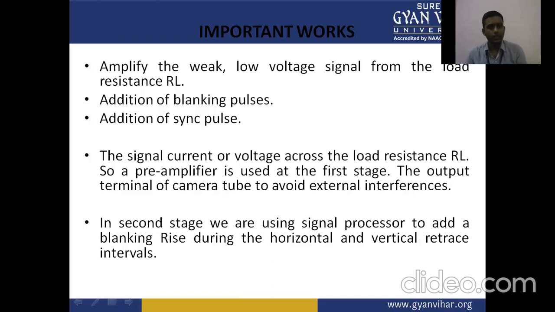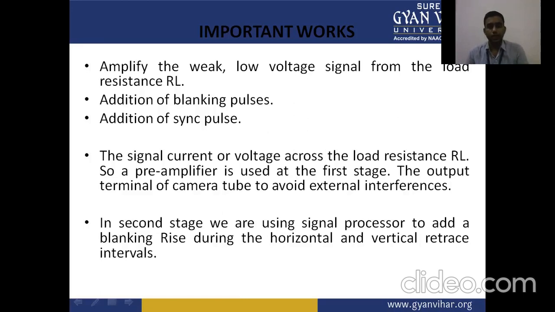The signal current or voltage appears across the load resistance RL. A pre-amplifier is used at this stage, so amplification is required at the output of the camera tube. The pre-amplifier is placed at the output terminal of the camera tube to avoid external interference.